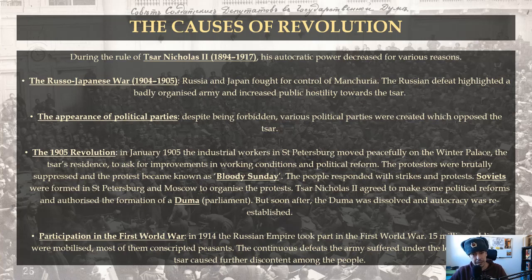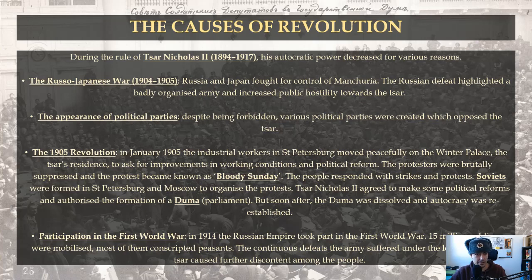Then the 1905 revolution, which was a consequence of this Russo-Japanese War, in which some workers of St. Petersburg made a strike and they went to protest in front of the Winter Palace, which was the residence of the Tsar, and most of them were shot by the guards. Well, we know this event as the Bloody Sunday, Domingo Sangriento.